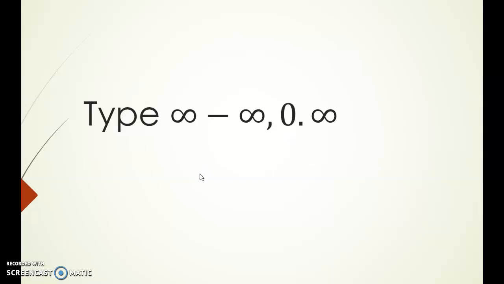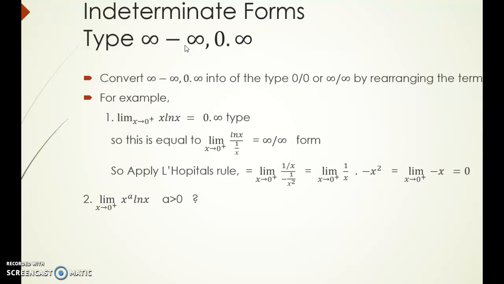Hi all. Next we have to do the problems of the type infinity minus infinity and 0 into infinity. These are the indeterminate forms of the type infinity minus infinity and 0 into infinity. So first we have to convert these into the type 0 by 0 or infinity by infinity by rearranging the terms.